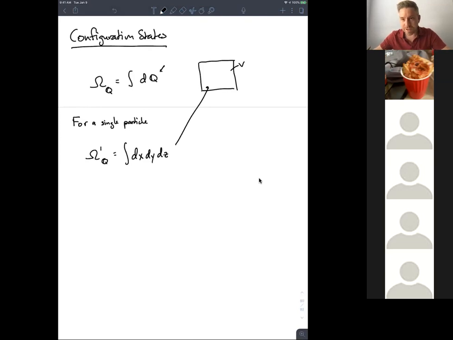So when we evaluate this integral, what we are going to get is the width of the box times the height of the box times the depth of the box. So in other words, this is going to be V. Okay, does that make sense?